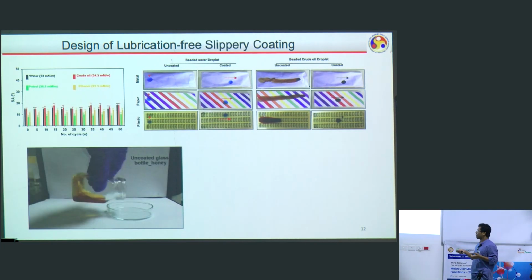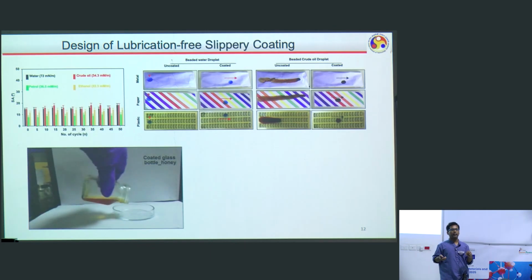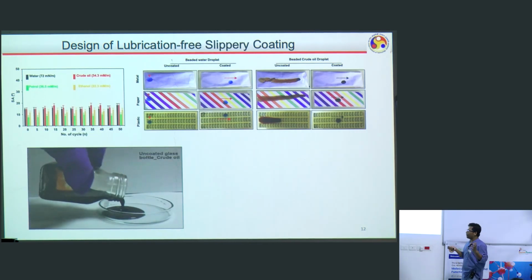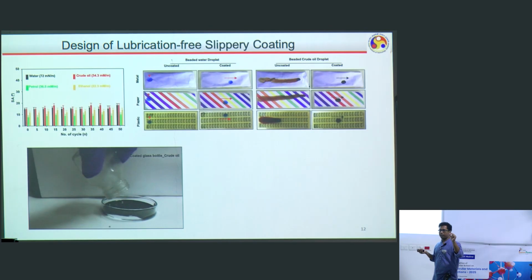And you can even coat a bottle. So this is honey, which is difficult to dispense from a commercial bottle. But once you have coated it, you don't even lose a tiny droplet. The same goes for the crude oil as well.